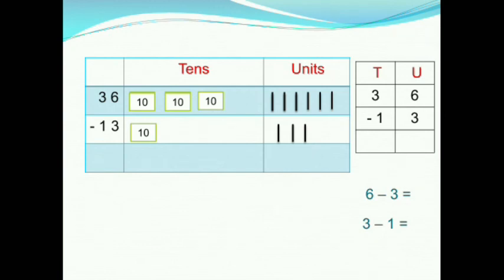Now subtract 13 from 36. In 36, there are 3 tens, 6 ones. In 13, there are 1 ten, 3 units. First, we should subtract ones. From 6 ones, 3 ones are subtracted. 3 ones is remaining. Now we should subtract tens. In 3 tens, 1 ten is subtracted.